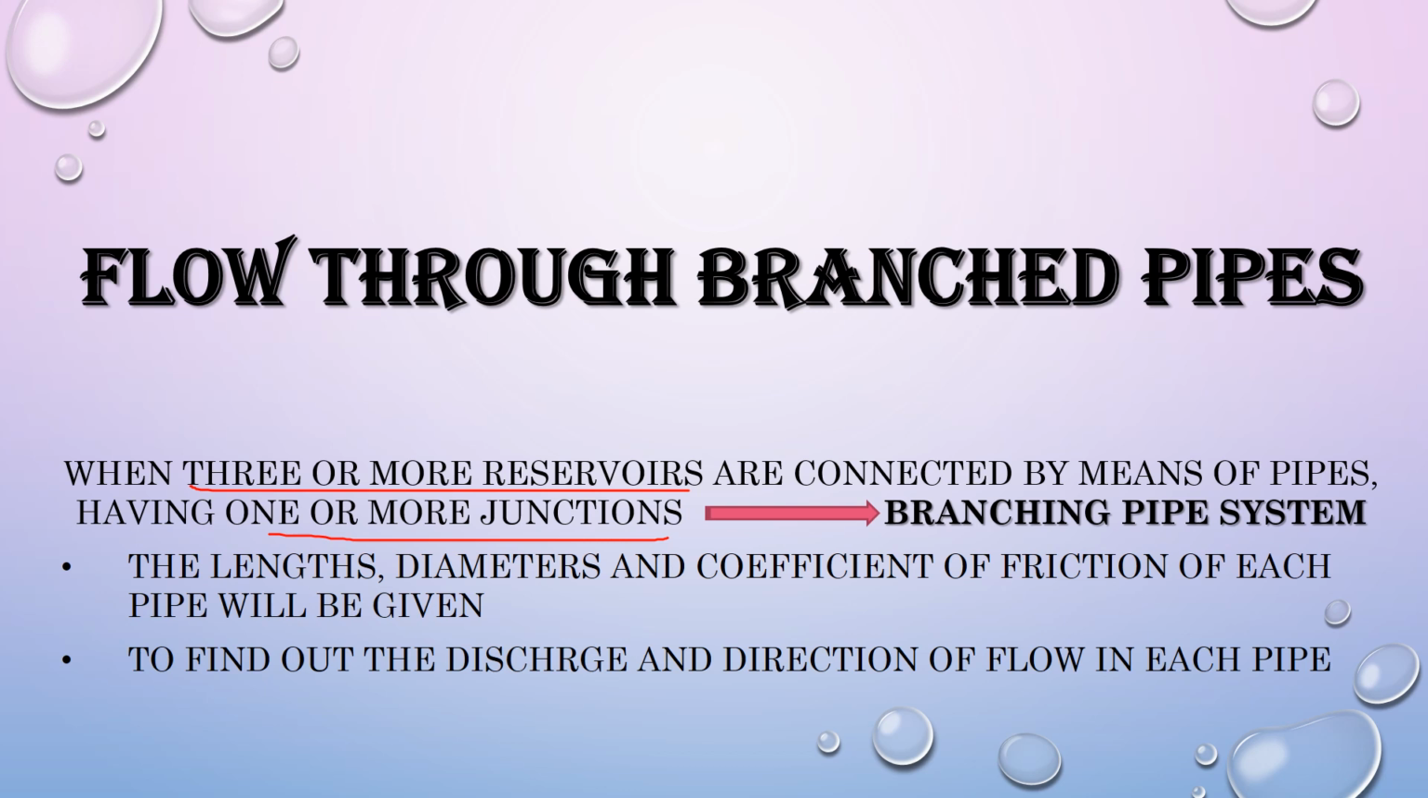So in a branched pipe system, the length, diameters and coefficient of friction of each pipe will be given, and you will be asked to find out the discharge and the direction of the flow in each pipe.